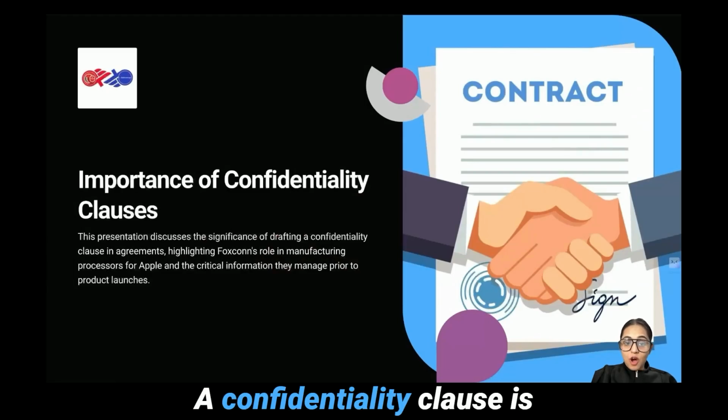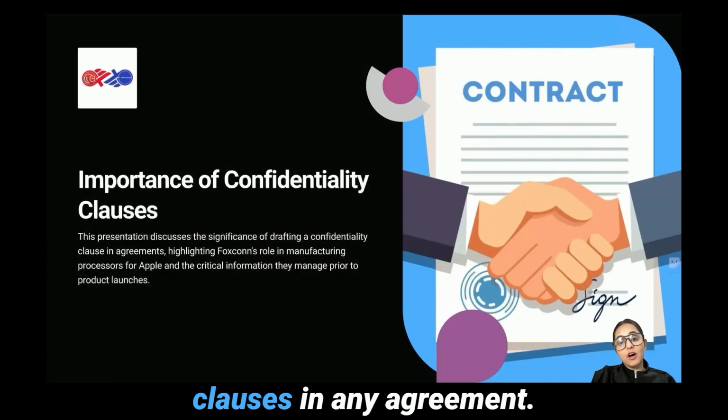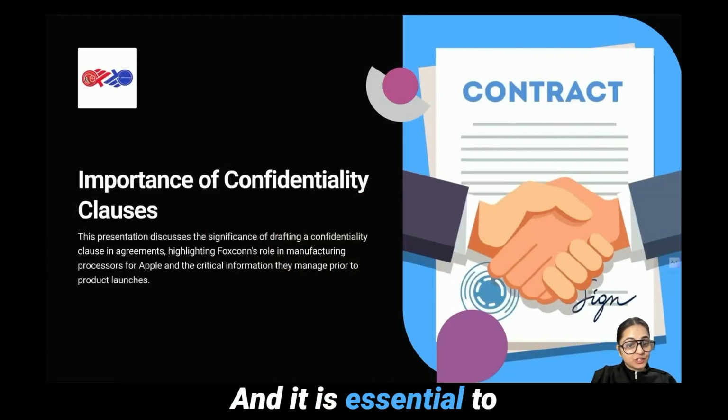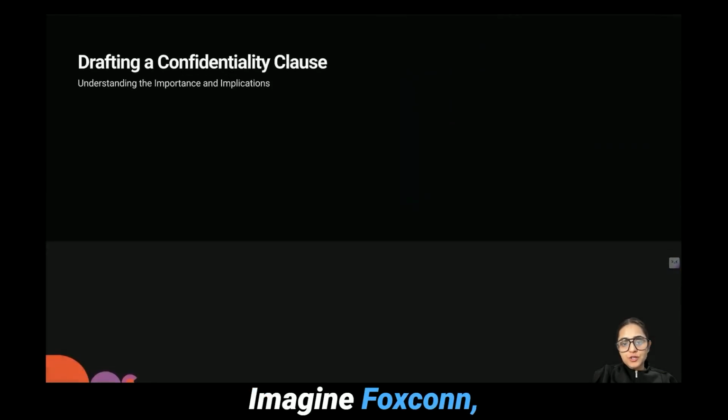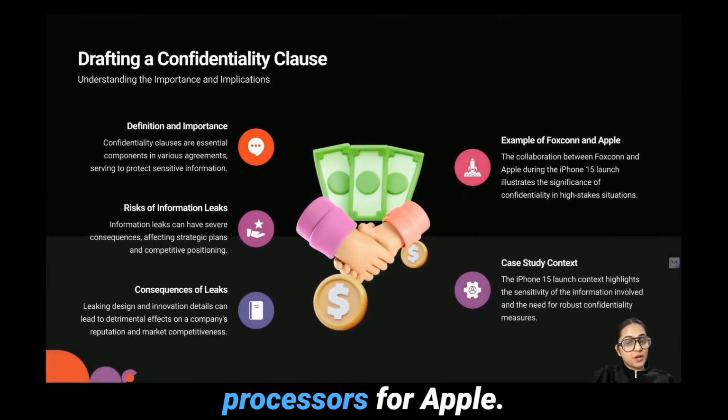Hi, a confidentiality clause is one of the most common clauses in any agreement, and it is essential to learn how to draft it. Let me explain why. Imagine Foxconn, which manufactures processors for Apple.